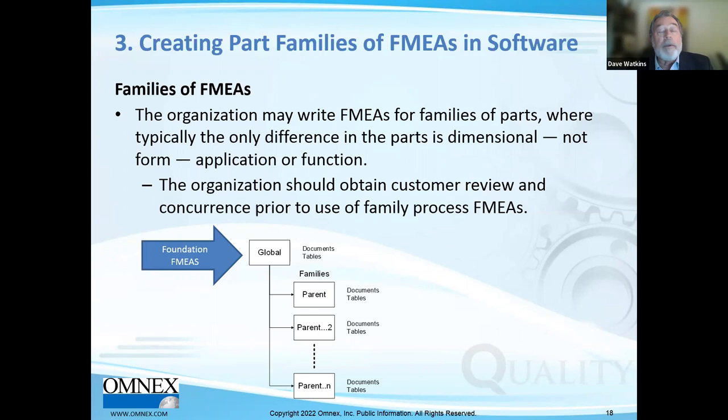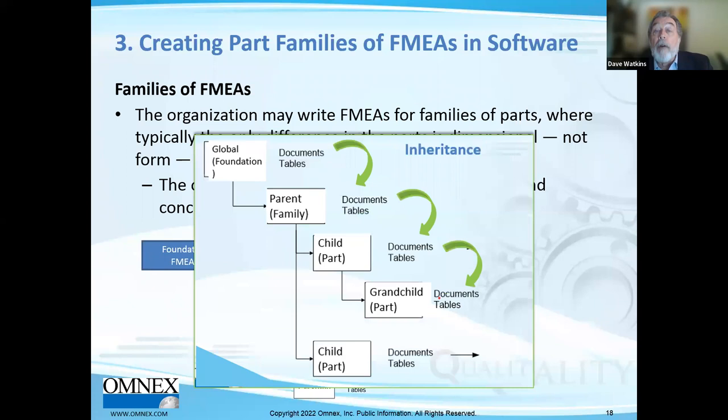In other words, they're master FMEAs that you can then inherit information from for subfamilies of parts, down even to individual parts. So the software has built into it this capacity called inheritance, where the requirements and characteristics in DFMEA families, which will be product requirements, functions and requirements, and in PFMEAs will be product characteristics and the operations for producing them, can be captured in a parent or foundation FMEA. And then when you have a child that is a variation on that parent, the software automatically inherits all the information from the parent, and then you can add to or modify what is specific to the child, to the subfamily.